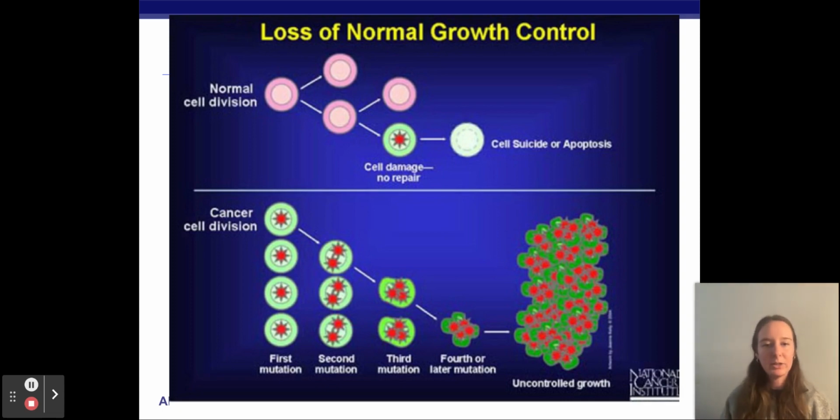And what's going to happen is you're going to have uncontrolled cell growth. The cell is going to keep going through mitosis without any control of the cell cycle. Basically all the checkpoints are going to go away, and the cell cycle will keep going and going without any regulation, without any stopping.